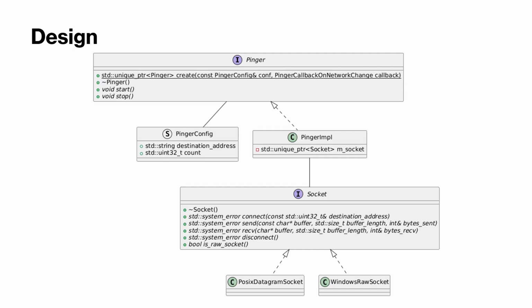So now let's look at the design of the library. So this is a high level class diagram of the project. At the top we have pinger interface that you can use in your application. The interface requires a configuration that's provided using this pinger config structure. The library implements the interface through this pinger implementation class. This class has a socket object as a member, and this socket is basically an interface that exposes some socket related functions like send, receive, and so on. And this socket interface is then implemented for Linux and Windows through separate classes.